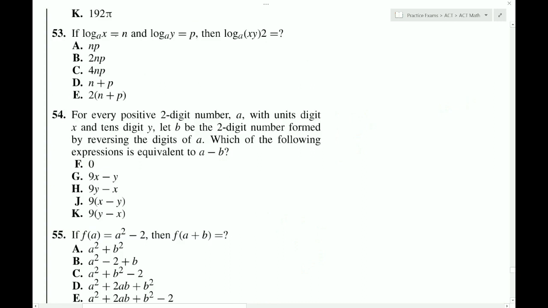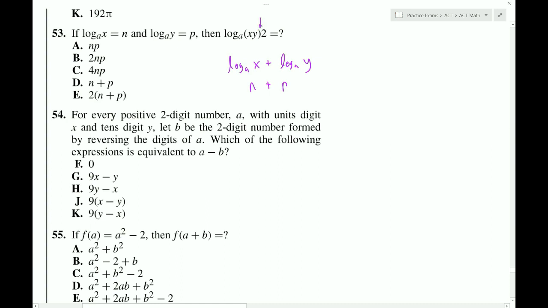If log base a of x equals n and log base a of y equals p, then log base a of xy, times 2, equals what? Well, let's see what we got here. So we can expand this using our log rules for expansion. So log base a of xy would be the same as log base a of x plus log base a of y. So multiplication there turns into an addition of the separate logs. So this would be n plus p. That's how that would translate.